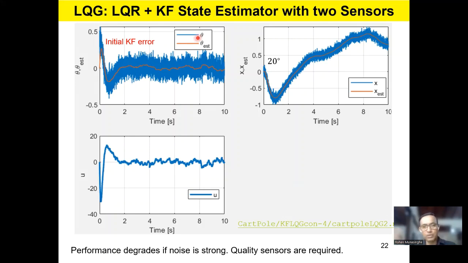Actual theta is about 45 degrees, but the Kalman filter starts with 0, and it quickly converges to the actual value. After that, even though there's huge noise in the theta measurement, the Kalman filter is able to predict the actual theta pretty accurately, removing the noise, so that the linear quadratic regulator doesn't have to respond to noise here. It will only respond to the Kalman filter estimate, which is the red line over here.